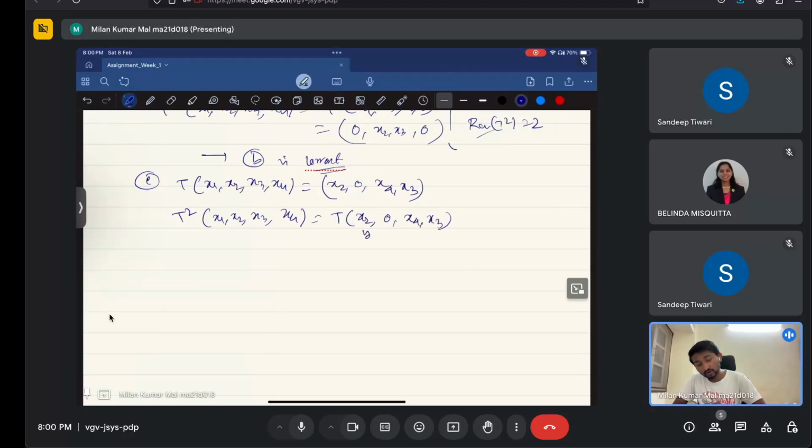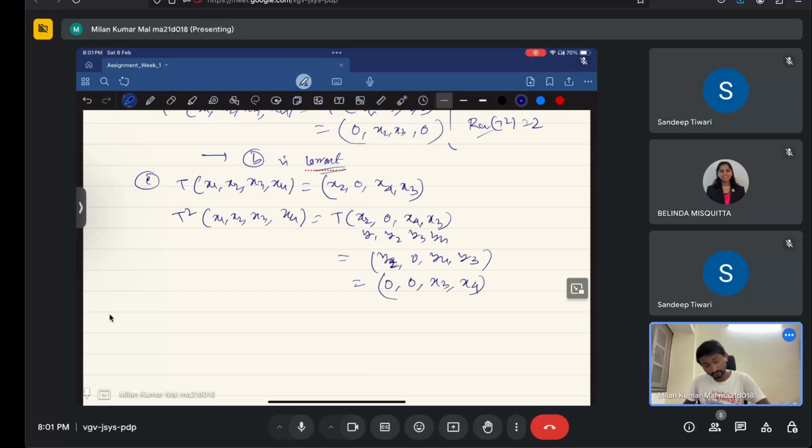So this is the new one, y1, y2, y3, y4. So this will be y2, comma, 0, comma, y4, comma, y3. So what is y2 here? y2 here is 0, and 0 is there automatically. y4 is actually x3, and y3 is actually x4.